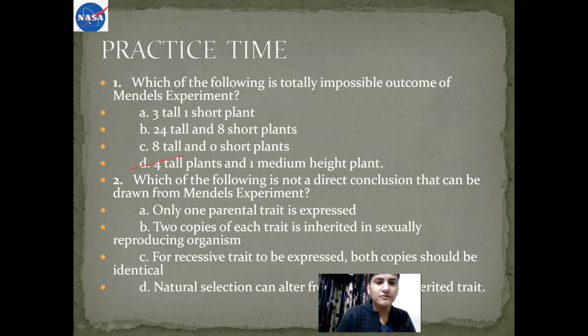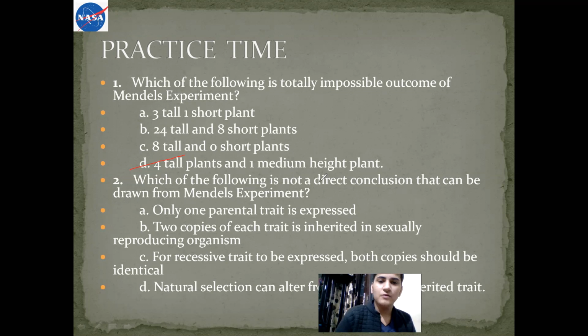Now our next question is: which of the following is not a direct conclusion that can be drawn from Mendel's experiment? Only one parent trait is expressed; two copies of each trait are inherited in sexually reproducing organisms; for a recessive trait to be expressed, both copies should be identical; natural selection can alter the frequency of an inherited trait. What is the answer, class?